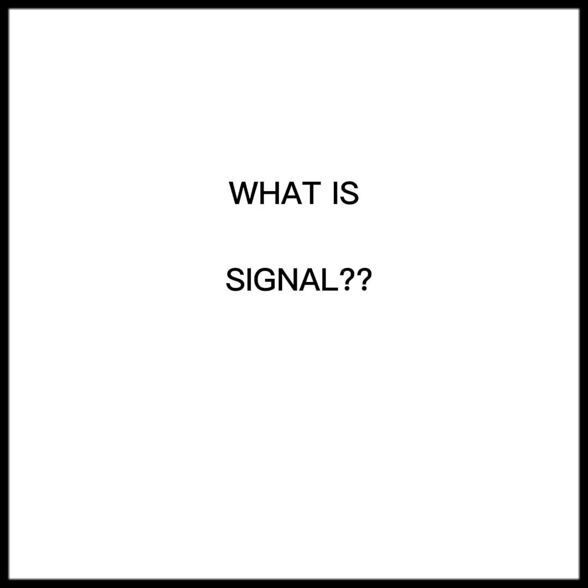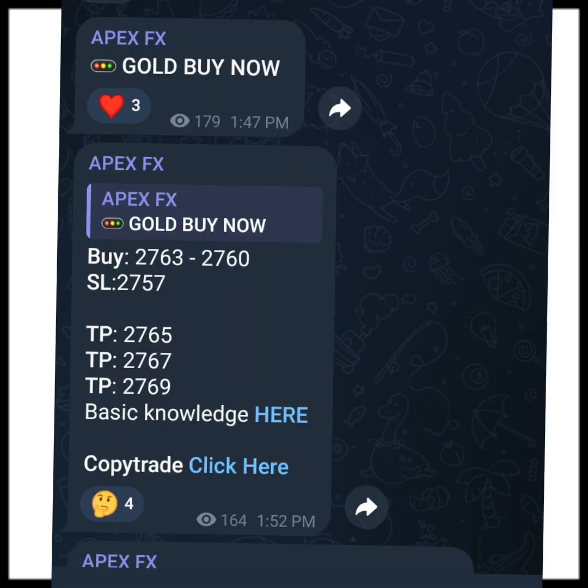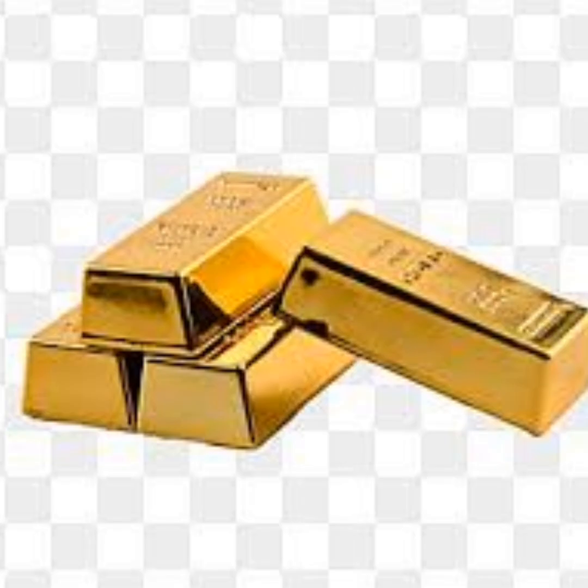Talking about taking signals in Forex. Firstly, what is a signal? To my definition, a signal is an instruction giving you a prediction of the market's next move. Something like this. So this is a very clear example of what a signal looks like. I'll be breaking everything in this picture down one by one. Firstly, this is gold, our normal gold.